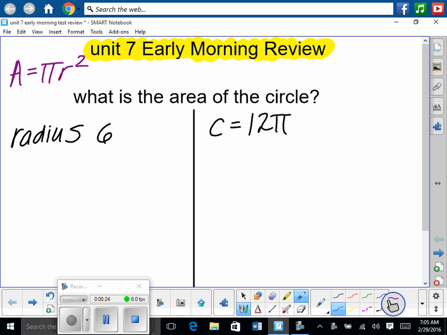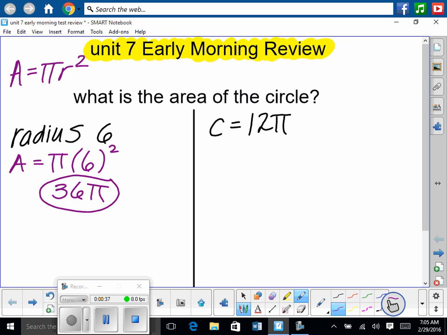So if you're given the radius is 6, then to find the area, won't you just plug that in? So area is equal to pi times 6 squared, right? So that would be 36 pi, because we write our answers in terms of pi if at all possible. Right, everybody? So that's pretty easy.